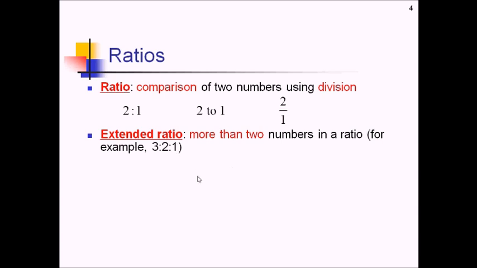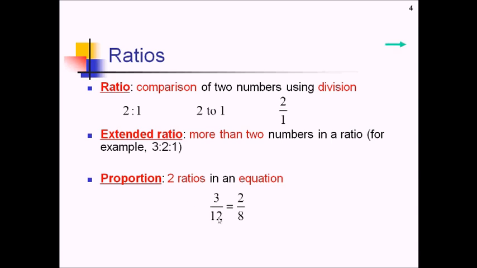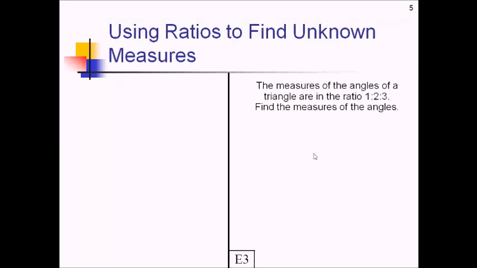And if we have two separate ratios together in an equation, we call that a proportion. So for example, when we checked our answer on the second warm-up, when we had 3 over 12 equals 2 over 8, this is an example of a proportion. Let's see how we can use ratios to find some unknown triangle measures.